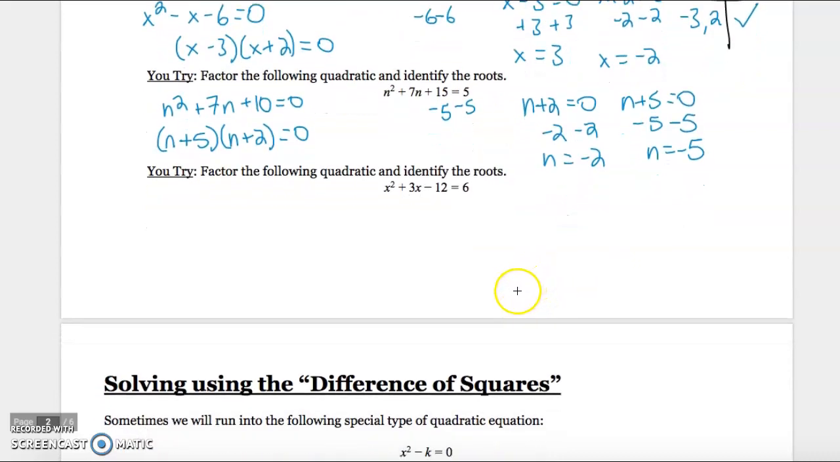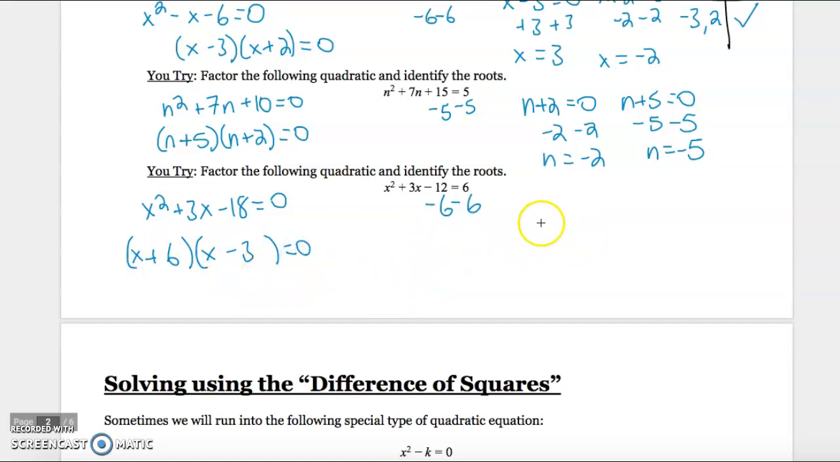All right, with this last one, go ahead and try it. And now I'm going to do it. So I'll subtract 6, because I need to get set equal to 0 first. So I have x squared plus 3x minus 18 equals 0. No GCF, so now, because my leading coefficient is 1, I can figure out what multiplies to negative 18 and adds to 3. And I believe that would be a positive 6 and a negative 3.